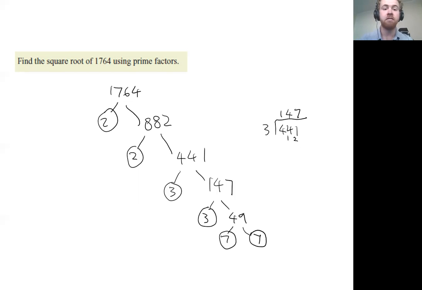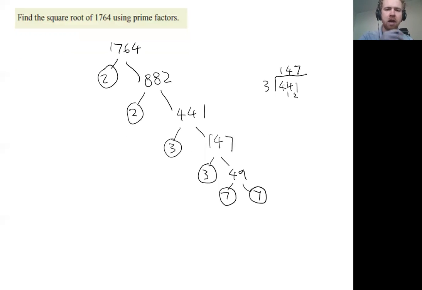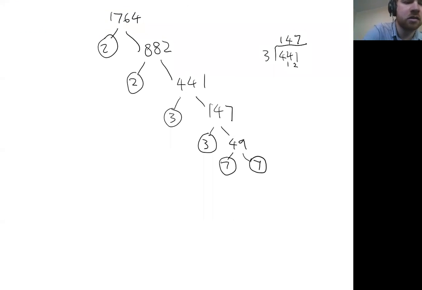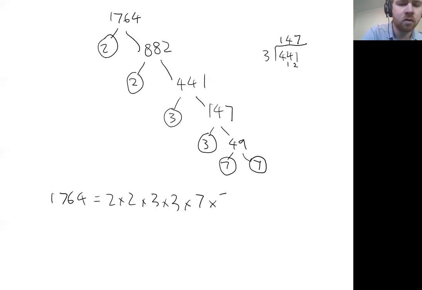Now here is a funny example, because what do you notice about my factors? I've got 2 2s, I've got 2 3s, I've got 2 7s. So my prime factors, okay, I can write it like this. And this is where it gets interesting. I can change the order to be 2 times 3 times 7 times 2 times 3 times 7.